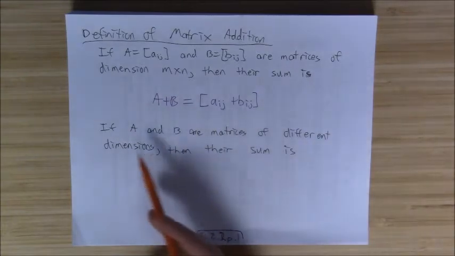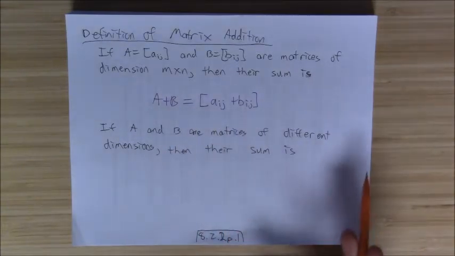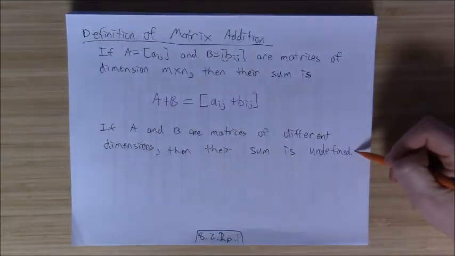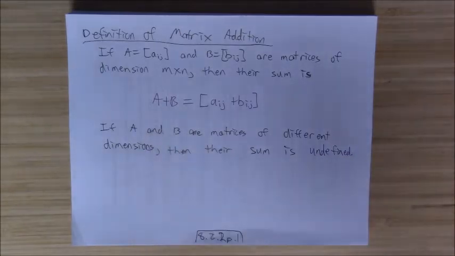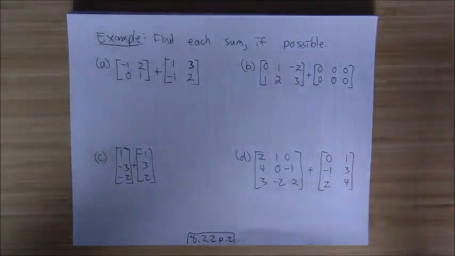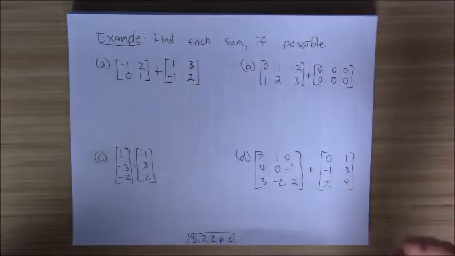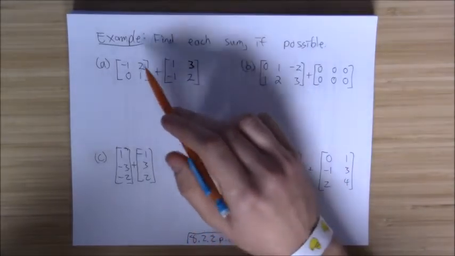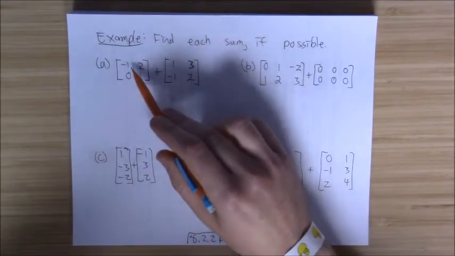Now, if A and B are matrices of different dimensions, then their sum is undefined, meaning that we really need to make sure that two matrices have the same dimension before we can try to add them. So for example, let's go ahead and find each of the following sums. Well, again, when you know that the matrices are the same size, the addition of the two matrices is just the adding of the individual terms.